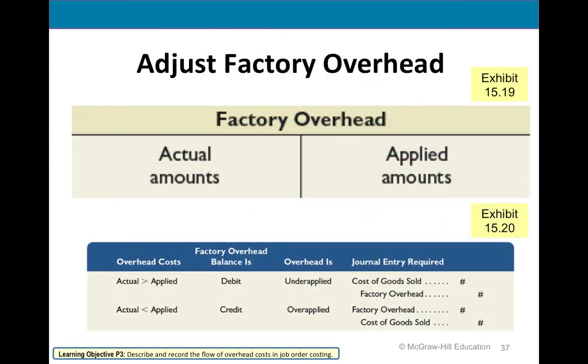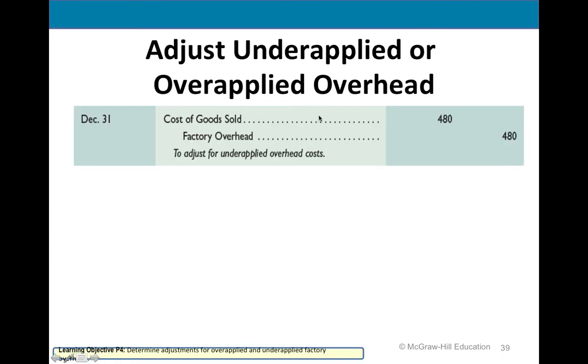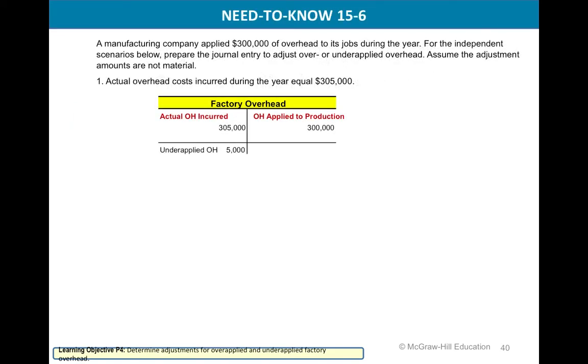The big thing is you look at how much overhead we actually had, how much we applied from earlier, from our estimated rate. Again, look at adjustments. If it's underapplied, you want to debit cost of goods sold, credit factory overhead. Remember, you want your overhead balance to be zero when you're done. You want to zero it out so you can go to the next period. So we see right here, underapplied.